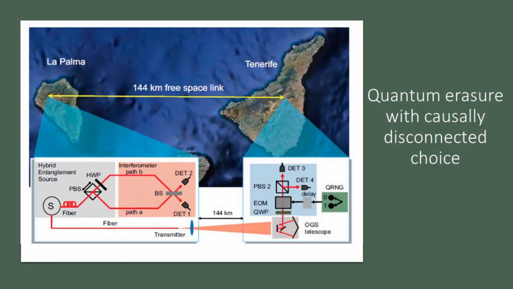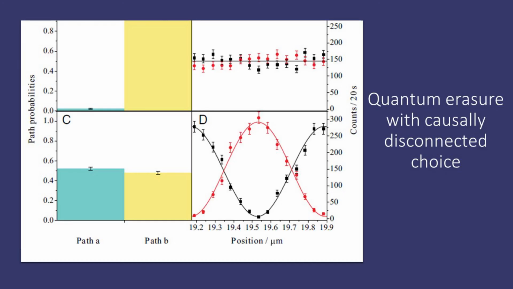Here's another case of quantum erasure with a causally disconnected choice. In this case, the distance is 144 kilometers. Not only does this separate the signal and idler photons in terms of distance, but it also separates them more in terms of time, thereby allowing a significant time delay between the detection of the signal and idler photons. As before, when the which-way path information is not known, you get the expected interference pattern, as seen on top. But when the which-way path information is known, as it is on the bottom, you get the photons detected at both detectors without any interference.